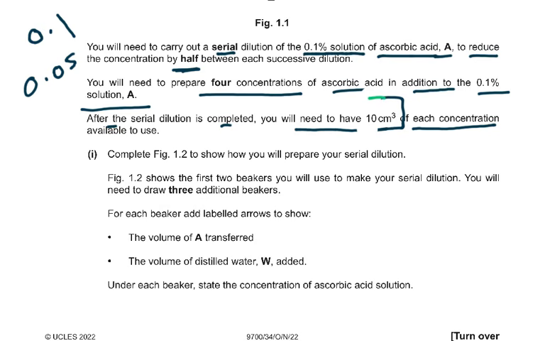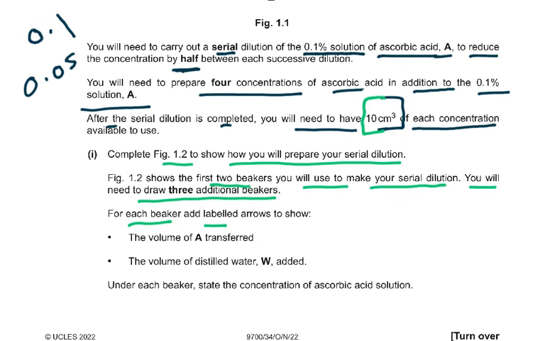So you have 10 centimeters of each concentration. Complete figure 1.2 to show how you will prepare your serial dilution. Figure 1.2 shows the first 2 beakers you will use to make your serial dilution. You will need to draw 3 additional beakers. For each beaker, add labeled arrows to show the volume of A transferred and the volume of distilled water added. Under each beaker, state the concentration of ascorbic acid solution.